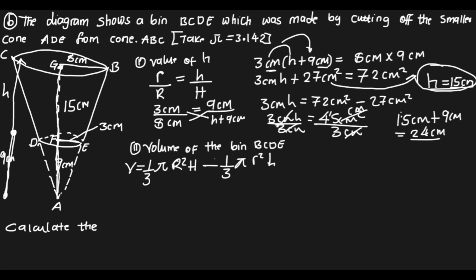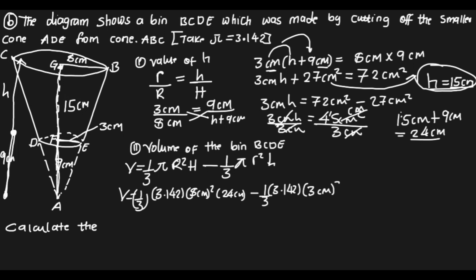If we want, we can factorize the 1/3 and pi, since it's common. If we want, we can just go direct. So let's just go direct. So 1/3, our pi is 3.142. Our radius for the large cone is 8 centimeters squared. Our height is 24 centimeters, minus 1/3, 3.142. Then the radius for the smaller cone is 3 centimeters squared. Then the height for the smaller cone is 9 centimeters.